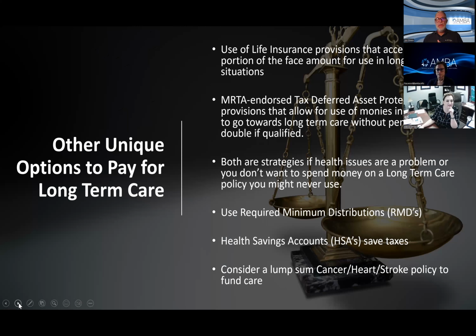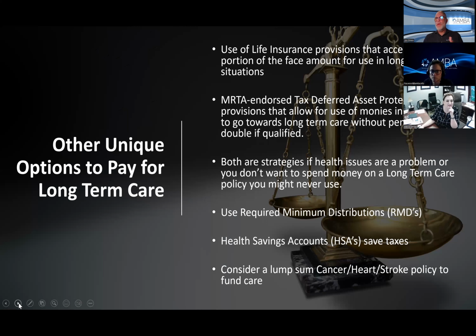Other ways that you can do this: if you have required minimum distributions that you're required to take off of your savings plans, the older you get, now it's in your 70s, and you don't need that money, you can use that money for a long-term care plan, which sometimes saves you some taxes. If you have any type of earned income, you can set up a health savings account that you can use to pay for a long-term care plan and save taxes on the front end and on the back end, and have a way to get a discount on that.